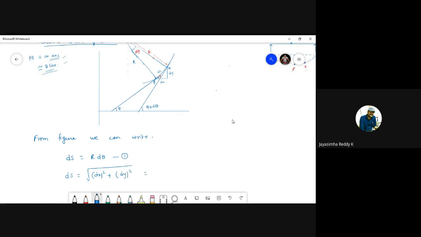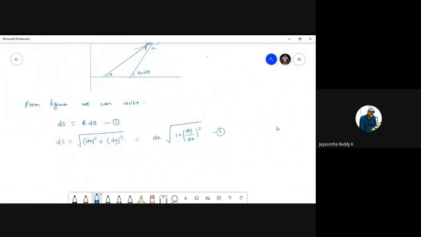So this can be simplified or rewritten as, I'm going to take dx common. So if I take out dx outside, this becomes root of 1 plus dy by dx whole square. Right? And let me put this as equation number 2. Okay. So based on the figure, these two equations. Only if you can take out this figure and write these two equations, the rest of the derivation is very, very easy. And same based on the figure, we can write tan theta.